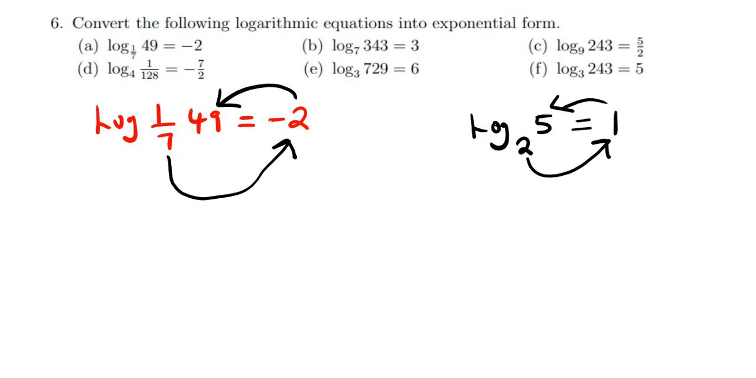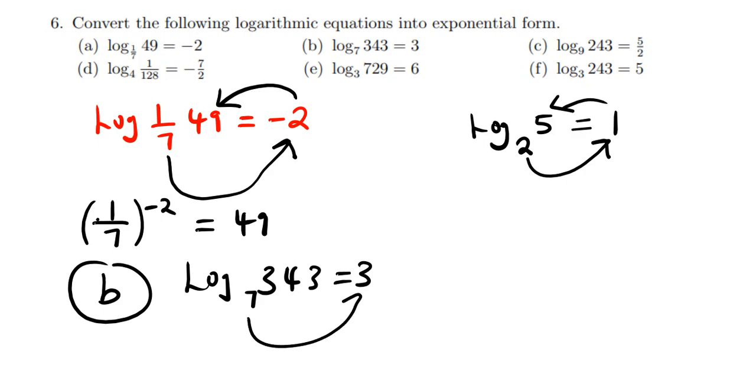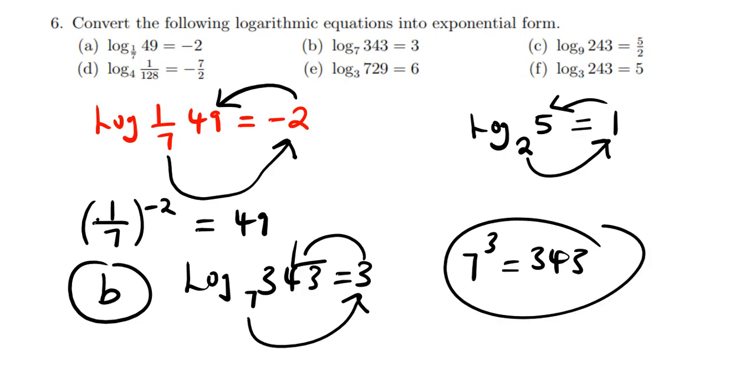So what am I saying? It is 1 over 7 to the power negative 2 is equal to 49. For our b, how are we going to solve it? Our b is log base 7 of 343 is equal to 3. So what are we going to do? We are saying 7 to the power 3 is equal to 343. Now you can try this one. 7 to the power 3 is supposed to give you 343. So that's what you are going to do to all of them.